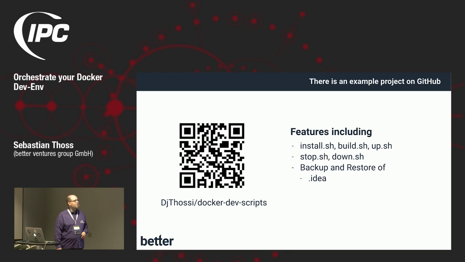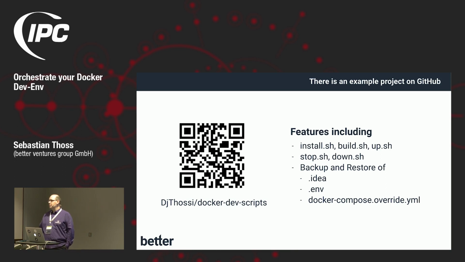But it's not just the idea folder; it's as well the .env file, and it's as well the Docker Compose override YAML. These are usual in our environments, and are not versioned. So we have them in the git ignore file, and we solve that by simply backing it up and restoring. That usually works on any kind of script. At the end of any kind of script, if it's up, stop, down, build, these folders are getting backed up. And on the install, it checks first, do I have something to restore, or do I take the dist file, which is usually versioned in the project.